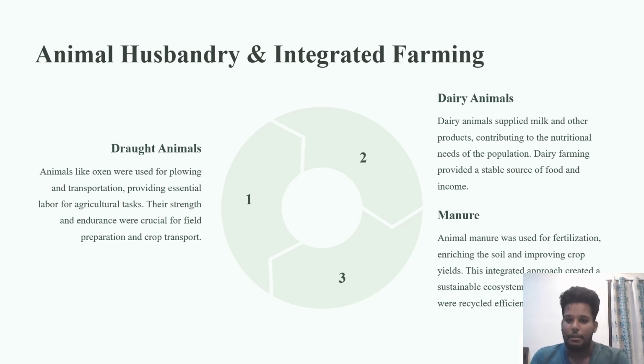Second is dairy animals. Dairy animals supplied milk and other products, contributing to the nutritional needs of the population. Dairy farming provided a stable source of food and income. Third, manure. Animal manure was used as fertilizer, enriching soil and improving crop yield. The integrated approach created a sustainable ecosystem and also helped in recycling efficiency.